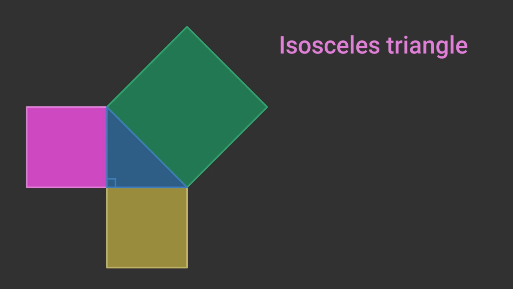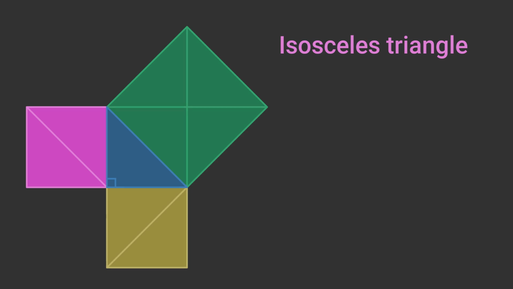Let's draw squares on each side as before. The square on side A can be divided into two triangles that are both congruent with the original triangle. Congruent means they are exactly the same size and shape. The square on side B can be divided into two triangles in the same way, because of course it is the same length. The square on side C can be divided into four triangles.